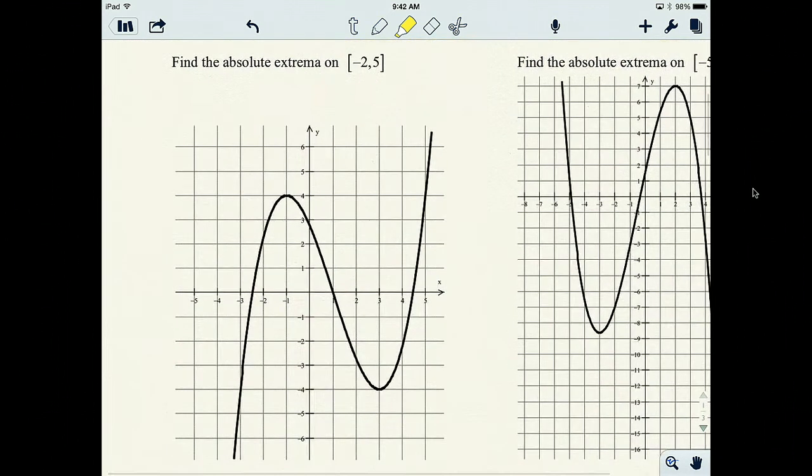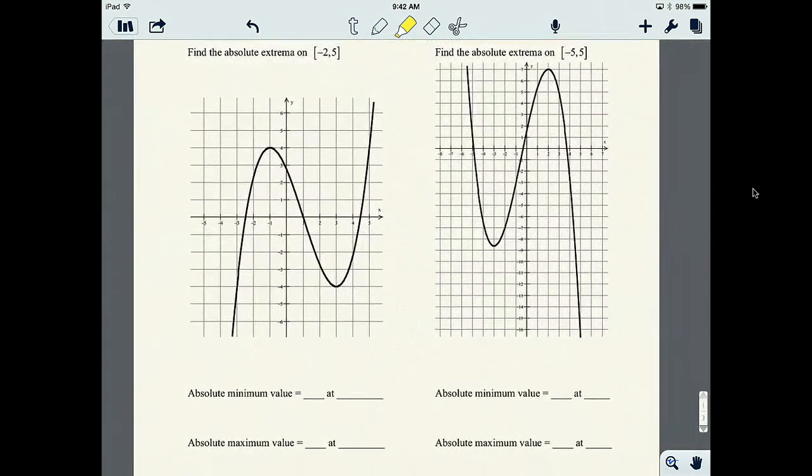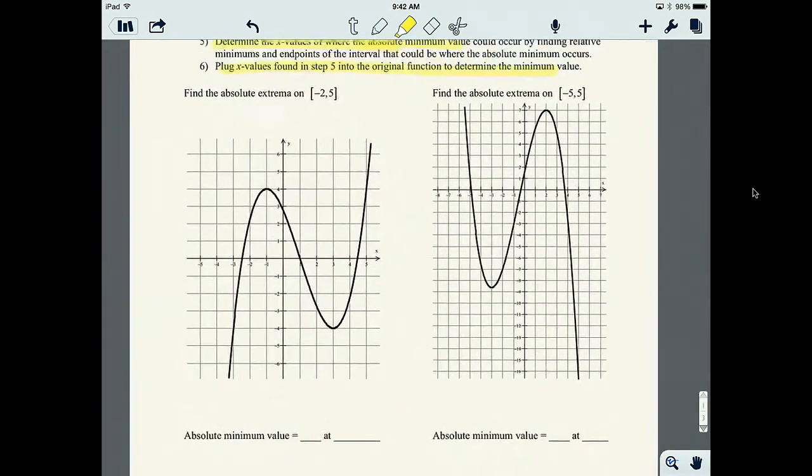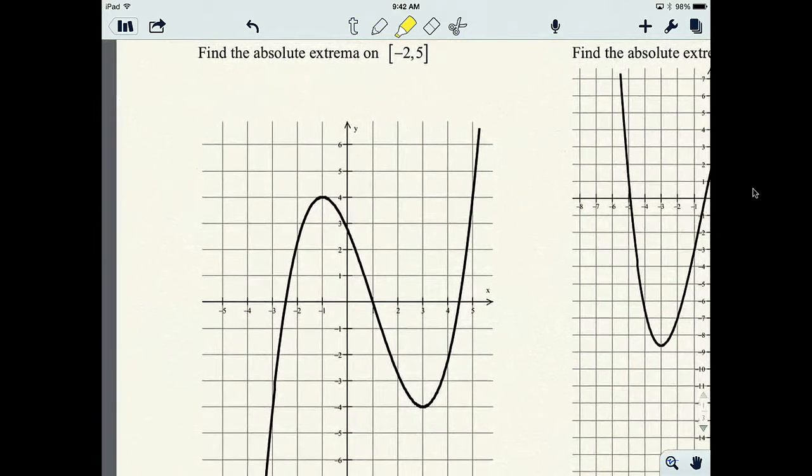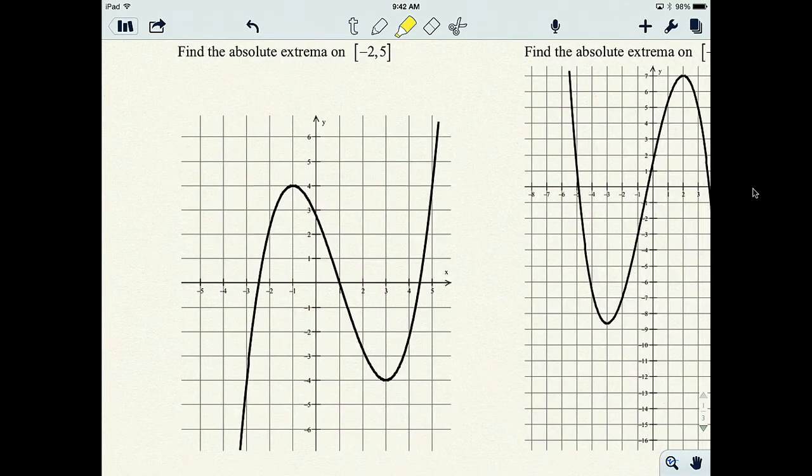So for example, obviously it's really easy if they give you a graph. Okay. So if I look at this first one on the left, it says find the absolute extrema from -2 to 5. Well, if I'm only looking at -2 to 5, I'm only looking at this section right here. Okay. I'm only looking at that section here. Now, if I'm looking for absolute extrema, and they give me a graph, I don't have to do all the steps that I talked about.